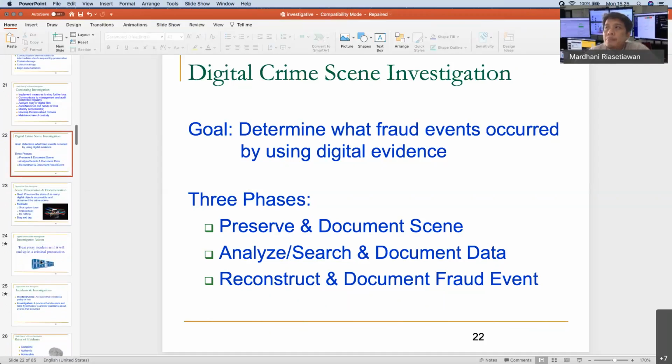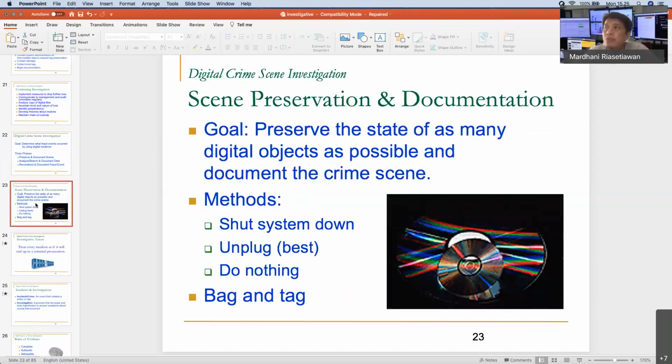In scene preservation and documentation, we try to preserve the state of as many digital objects as possible, so that the system can be documented as a crime scene. It is like collecting the puzzle pieces of the fraud documentation. We try to capture everything that happened when the fraud happened, because if we can take a look at it, it will be very easy to know why and how the fraud happened. That's the most important thing.